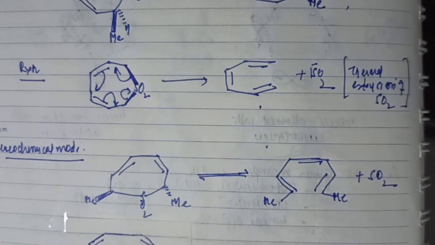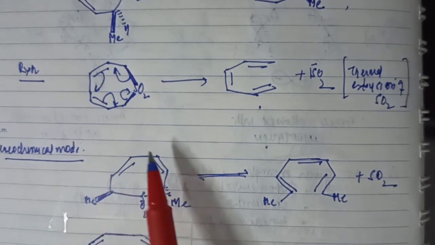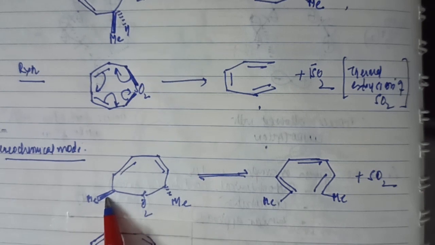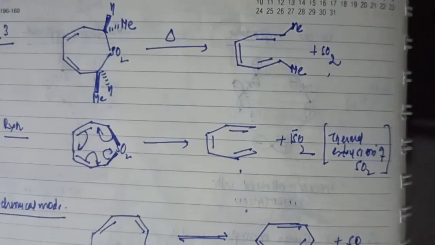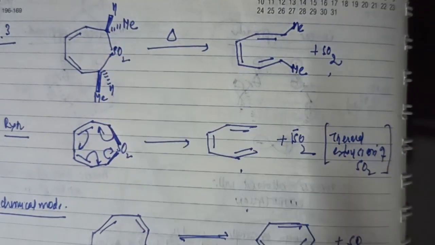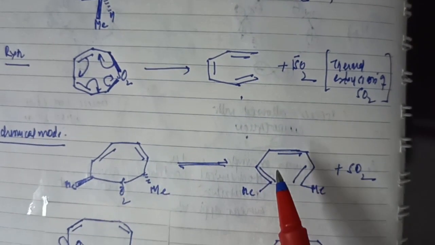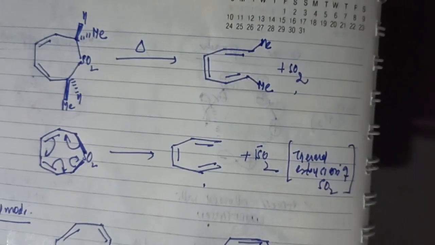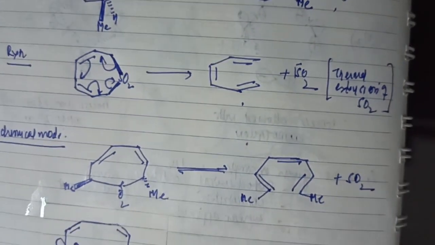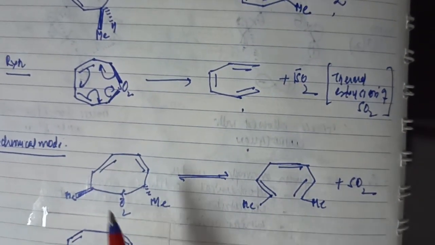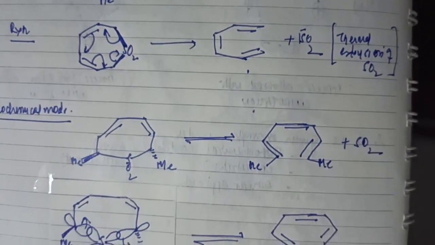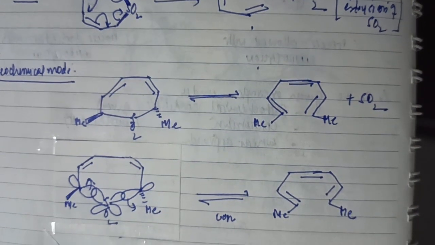In order to work out the stereochemical mode, let's keep this molecule in this phase. This methyl was above, this methyl was below. Methyl above, methyl below. In the product, the methyls are both going out. So I can depict this problem in this phase also similarly. Now how is this process occurring? Let's try to work it out.